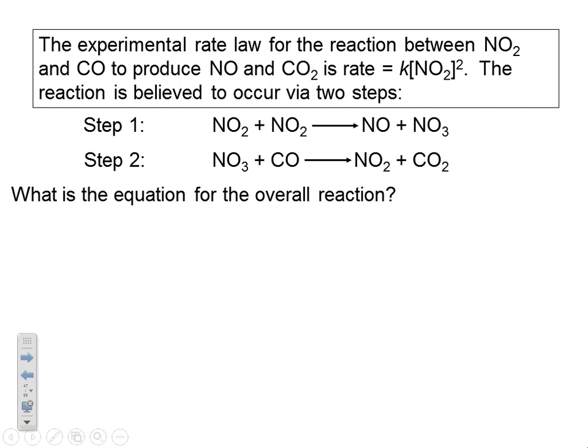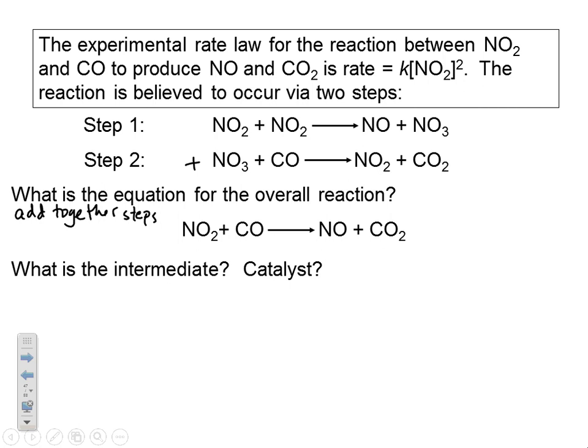And then another question right here. The experimental rate law for the reaction between NO2 and CO to produce NO and CO2 is rate equals K times the concentration of NO2 squared. The reaction is believed to occur via these 2 steps. What is the equation for the overall reaction? Well, in order to do that, you want to add together your steps. That's all we need to do. If we simply add together the steps, NO2 will cancel out because it's the same on both sides, and NO3 will cancel out because it's the same on both sides. So for the overall balanced equation, after canceling out the same stuff, we get NO2 plus CO yields NO plus CO2. So I simply sum together the reaction mechanism steps to get the overall balanced equation.